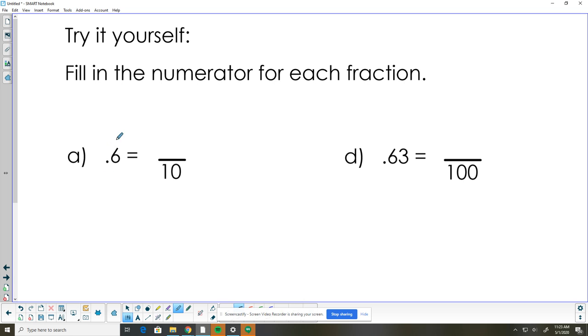If I'm given the decimal notation and I'm asked to write it as a fraction, this says 0.6, 6 tenths. As a fraction, I have 6 tenths. This says I have 0.63, 63 hundredths. So I have 63 hundredths.